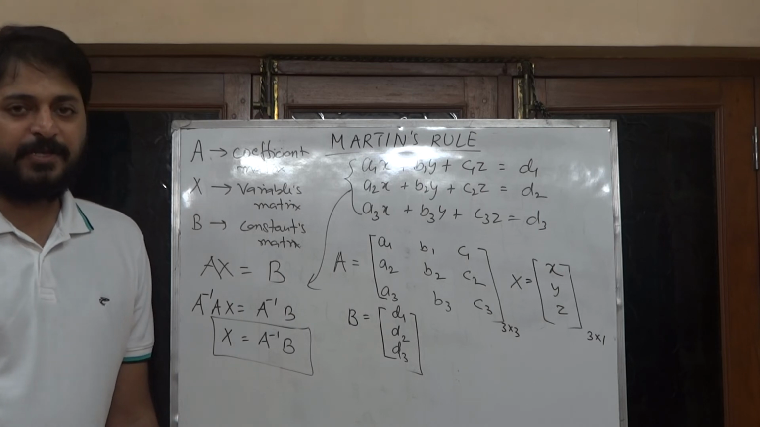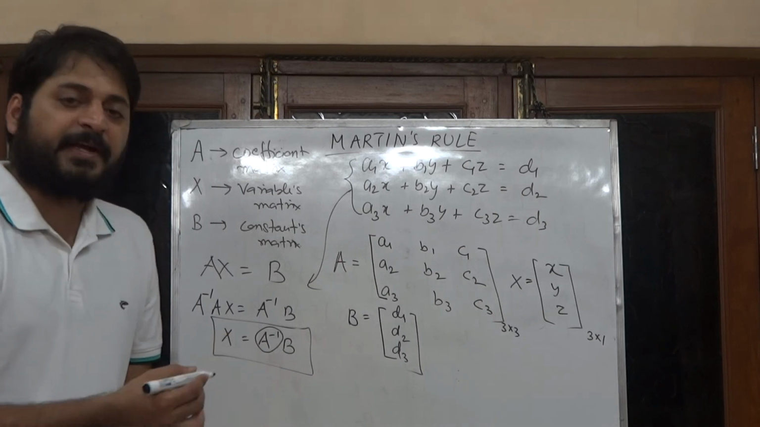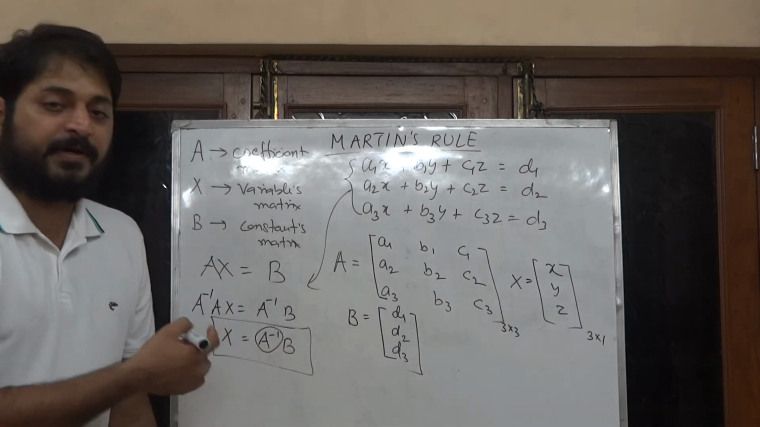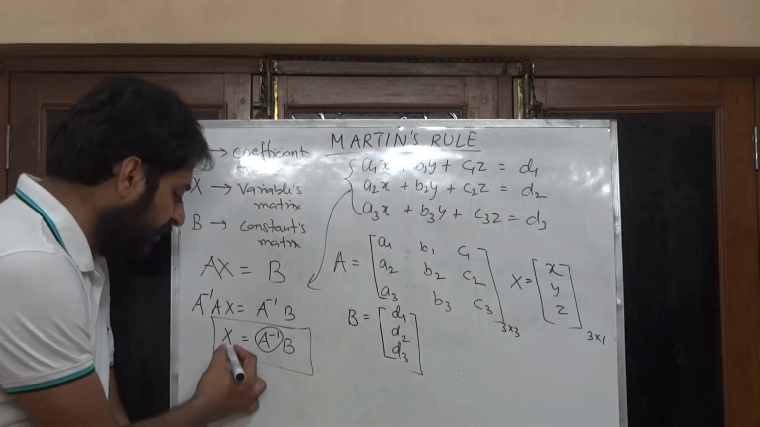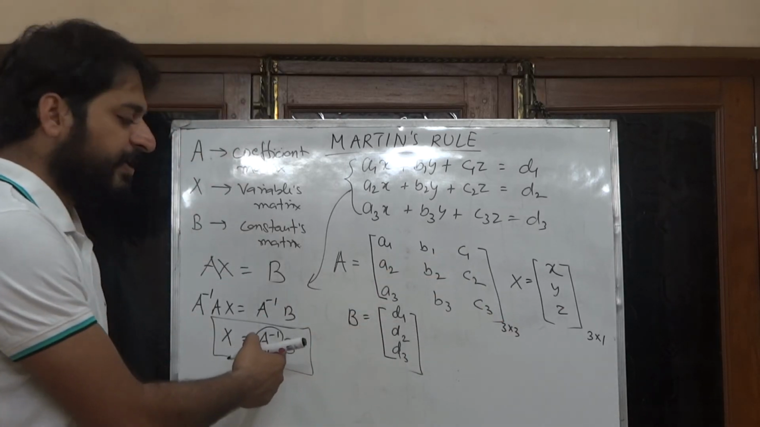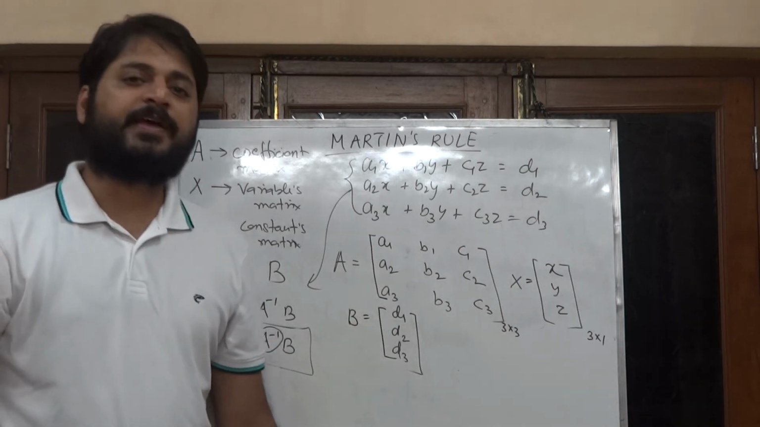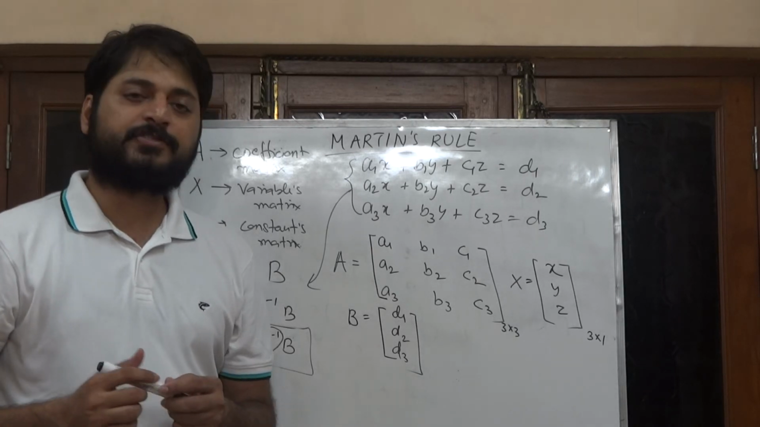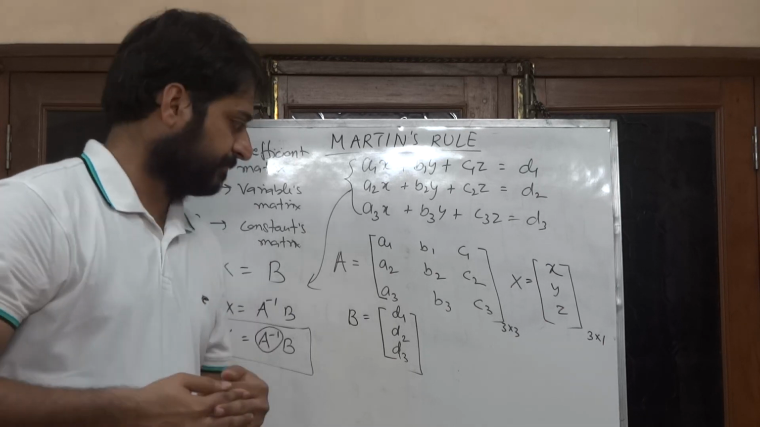Now how to find the solution? First you will find A inverse. Whatever matrix A inverse you get, multiply it with the B matrix, which is conformable for matrix multiplication. And finally, when you equate, this will be x, y, z. This will also be a 3 cross 1 matrix, and you can compare and get the values of x, y, and z. This is the way by which you apply Martin's rule, and it's a direct application of the A inverse.